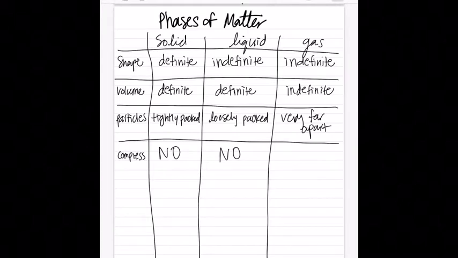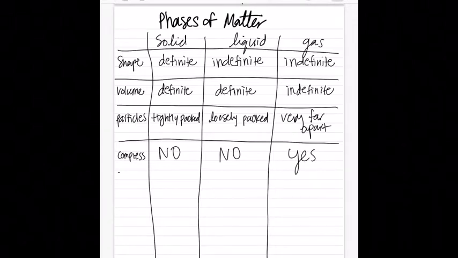Now, let's talk about a gas. Remember that we said no to a solid, that it can't be compressed because the particles are so close together. But in a gas, the particles are very far apart, so that actually means they have room to come together. So a gas, yes, you can compress a gas.